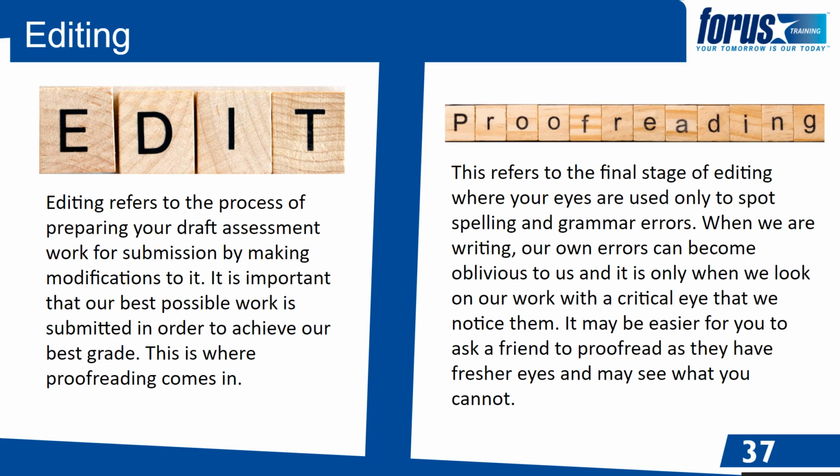This refers to the final stage of editing where your eyes are used not only to spot spelling and grammar errors. When we are writing, our own errors can become oblivious to us, and it is only when we look on our work with a critical eye that we notice them. It may be easier for you to ask a friend to proofread, as they will have fresher eyes and may see what you cannot.